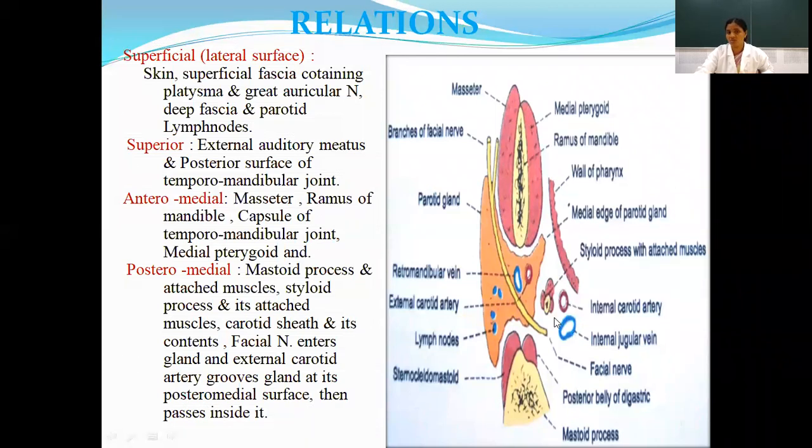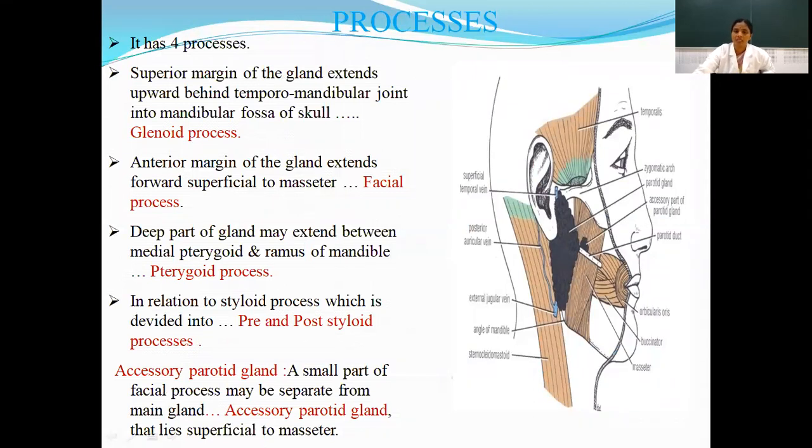So these are posteromedial structures related to the parotid gland. Sometimes this medial border is closely related to the pharyngeal wall here. In such case, this medial border is also known as pharyngeal border. So these are the various important relations of the parotid gland. Now, this parotid gland extends beyond these margins, meaning borders, as processes. Usually the parotid gland presents 4 processes, which are known as glenoid process, facial process, pterygoid process, and pre and post styloid process.